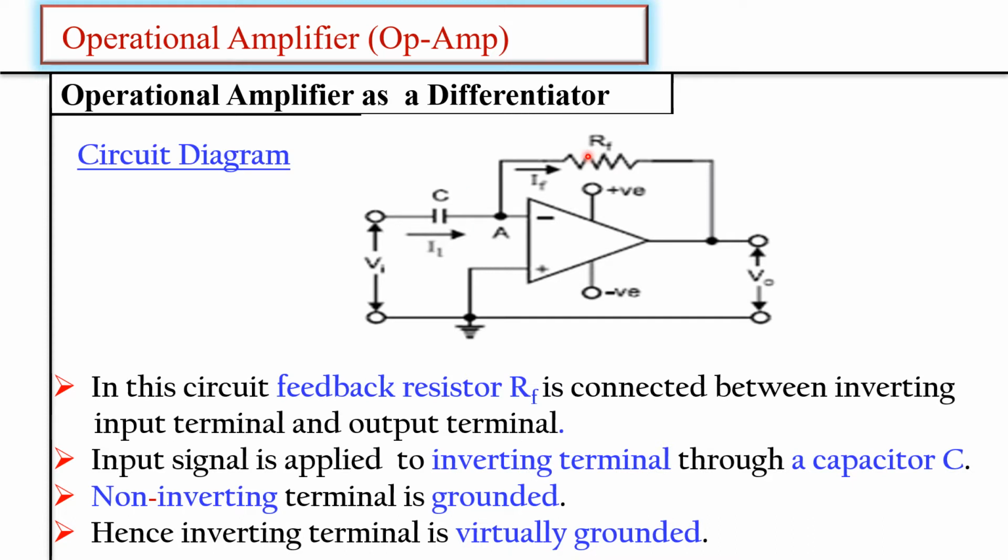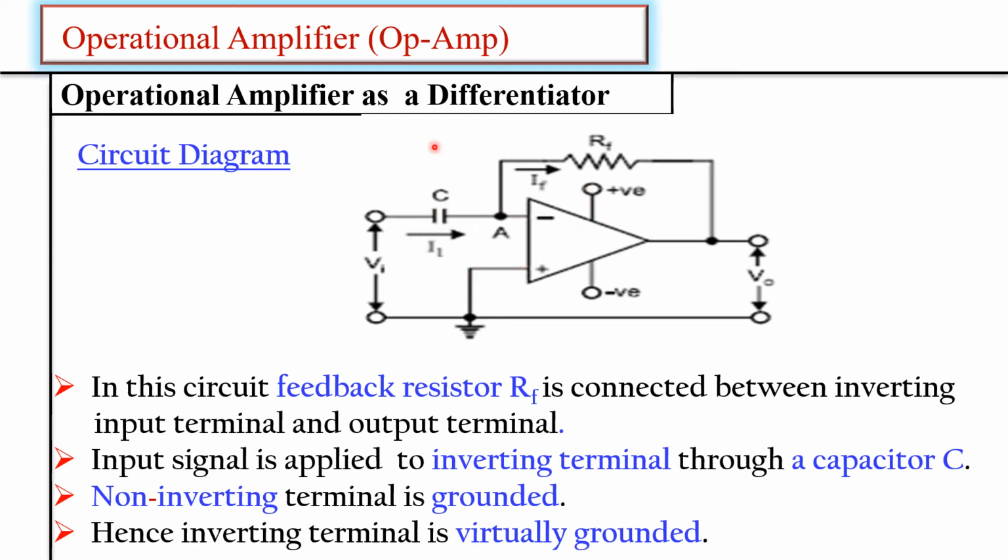Let us say we have applied some input signal to this circuit and the current IC flows through the capacitor, and let us say IF is the current flowing through the feedback resistance RF. Here we assume that the op-amp is an ideal op-amp, so no current flows into the op-amp. Because of the negative feedback, node A will act as a virtual ground, so the potential at this node will be equal to 0.